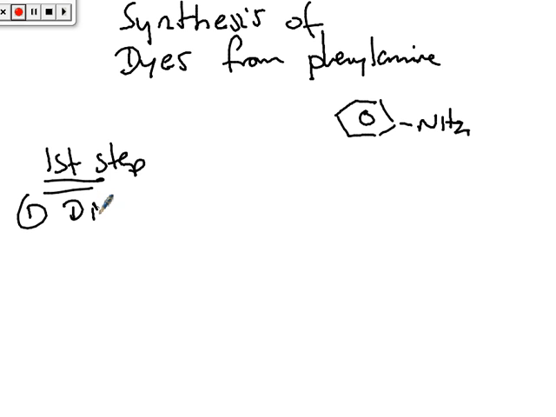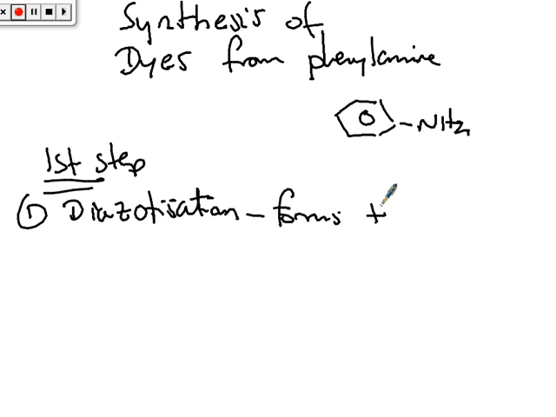diazotization step. I'm not going to say that again because I'll get it wrong. And you don't have to say it in the exam, you just have to spell it, right? And this first step forms, here we go, the diazonium ion, which is the intermediate.